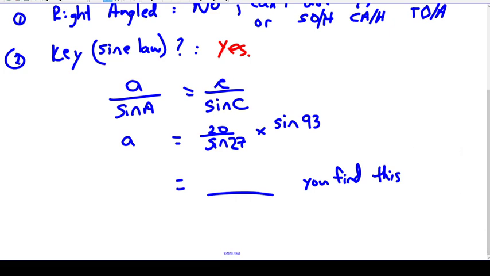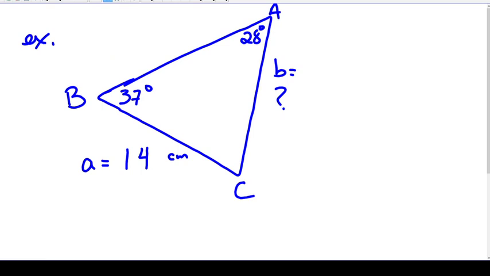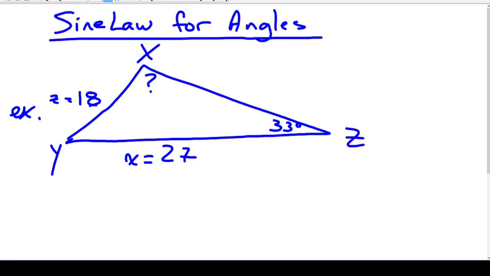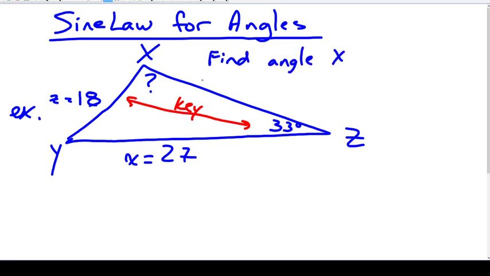Now there's also another use for the sine law. And I'm going to skip this slide and just go to this one. The other use for the sine law is to find angles. So same questions as before. Do we have a right angle triangle? No, we do not have a right angle triangle. Do I have my sine law key? Yes, I have my sine law key. But in this case, we're looking for an angle. We want you to find angle X.